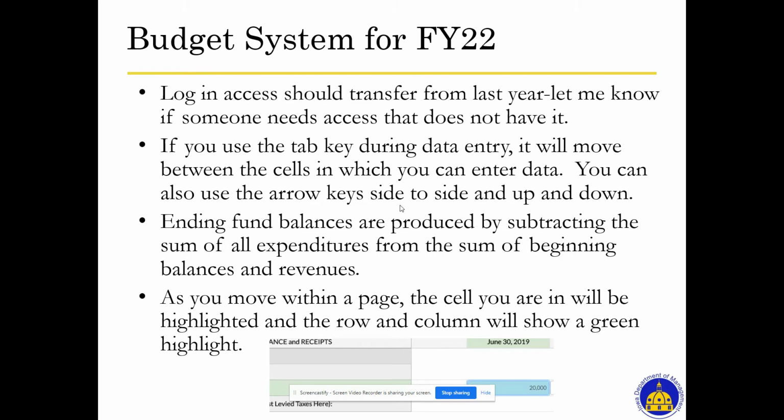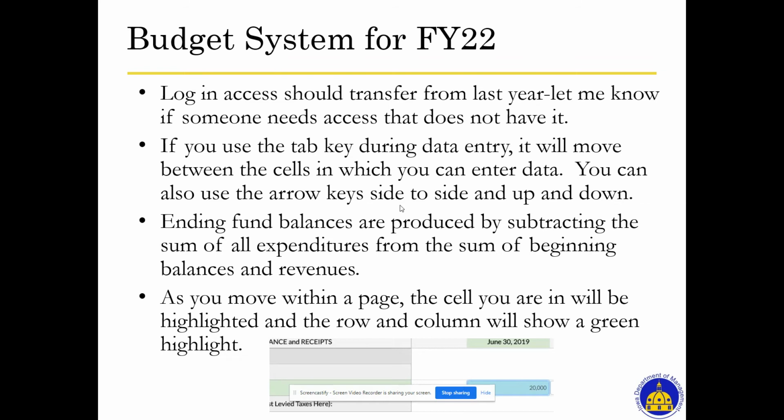Again, if you use the tab key during data entry, it moves between the cells where you can enter data. You can also use the arrow keys side to side and up and down. Ending fund balances are produced by subtracting the sum of all expenditures from the sum of beginning balance plus revenue.